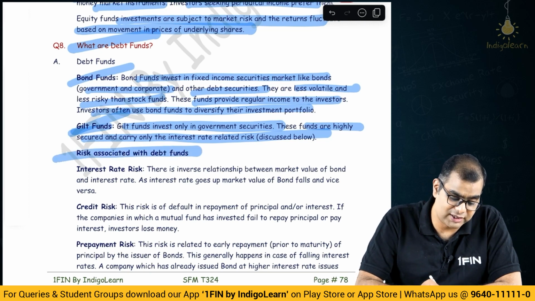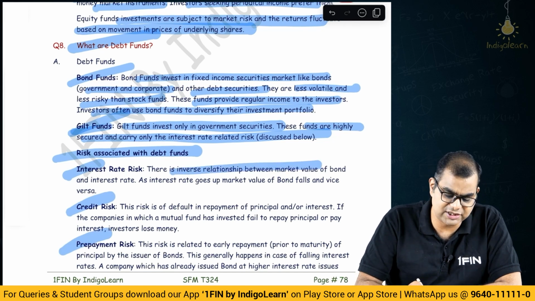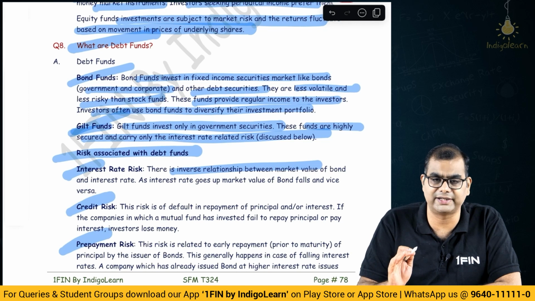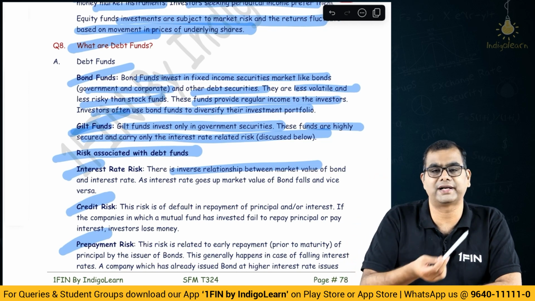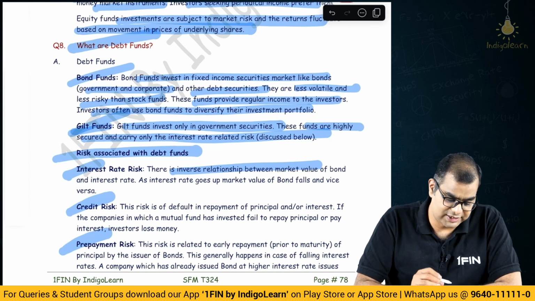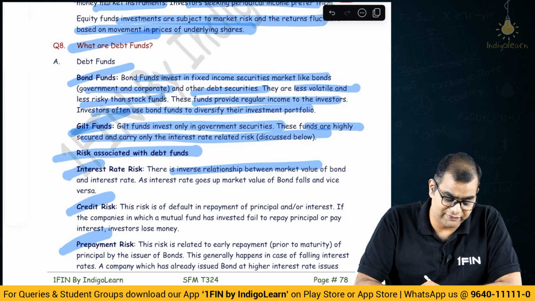Now, coming next to what are the risks associated with debt funds. There are three kinds of risk: interest rate risk, credit risk and prepayment risk. Interest rate risk is that there is a relationship between market value of the bond and the market interest rates. So, interest rates go up, price goes down, and interest rates go down, the market price of the bonds goes up. So, that is one particular specific risk that you have, which is the downside risk when interest rates go up.